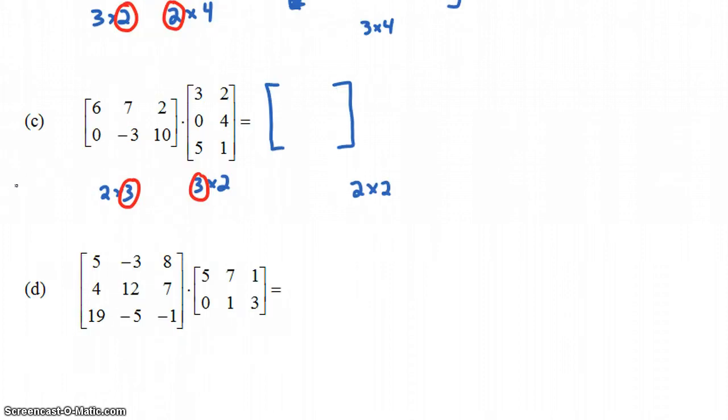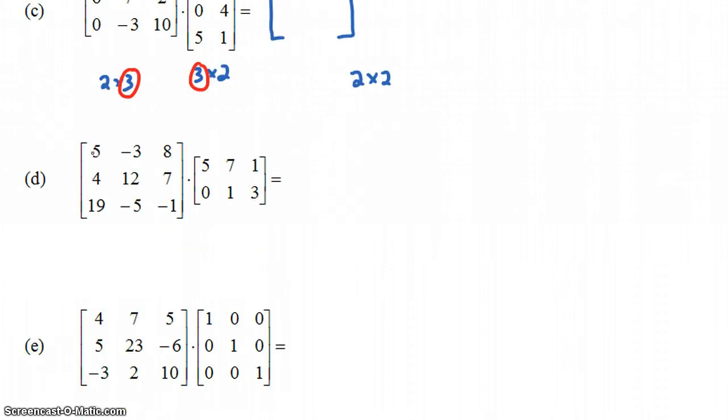And just two more examples here. Part D, notice that this is a 3 by 3 matrix. It's called a square matrix, right? It's 3 by 3. And this is a 2 by 3 matrix. And notice that this 3 is not equal to this 2. These are not equal, so it is not possible to multiply these two matrices.